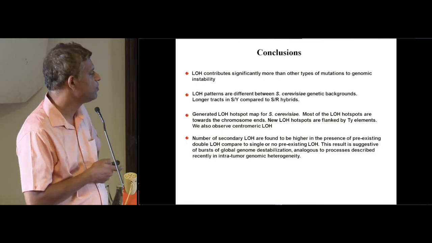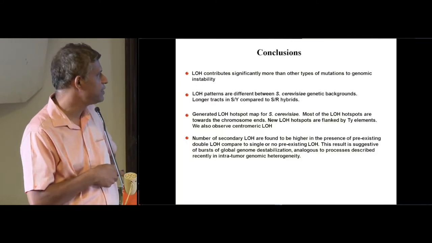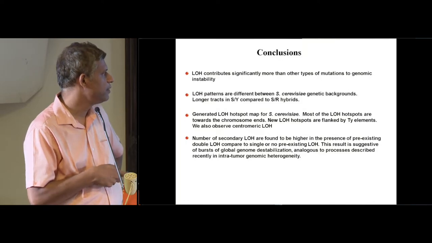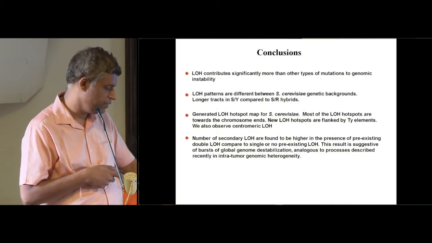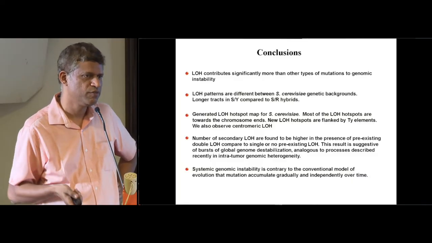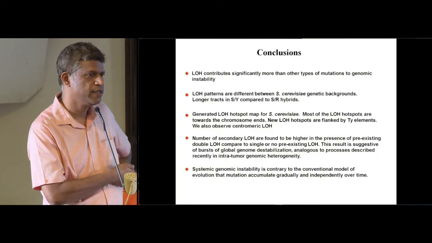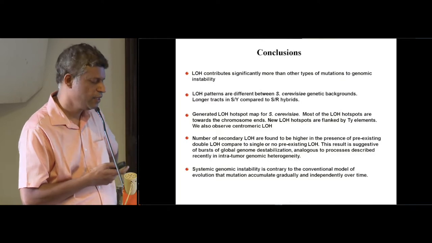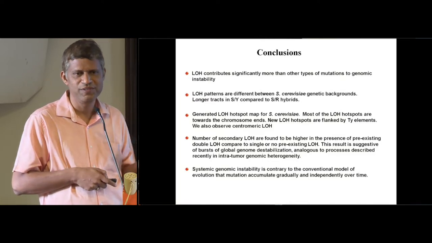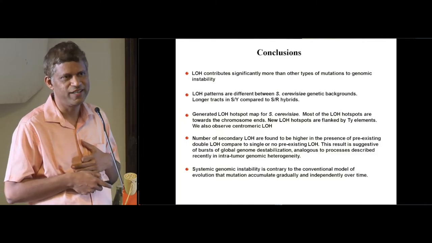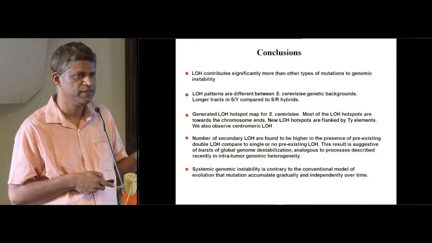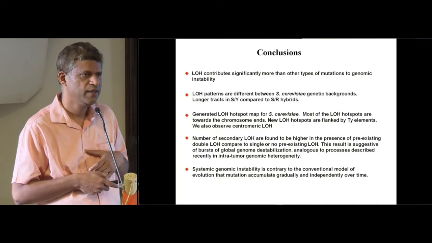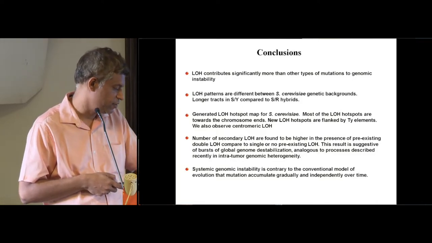We also observed that a number of secondary LOH events are high when there is a pre-existing LOH event, which is basically what we are calling a systemic genomic instability process. That has implications for evolutionary biology as well, because people normally think of mutations as something that happens gradually, one by one, over a period of time. What we are characterizing here is a systemic genomic instability event where mutations can happen rapidly in a very short period of time. So I hope I have been able to convince you why we have to look at LOH more carefully, and it can be responsible not only for various diseases, but various types of phenotypes, which you might be thinking are being caused by some base mutations or something like that.